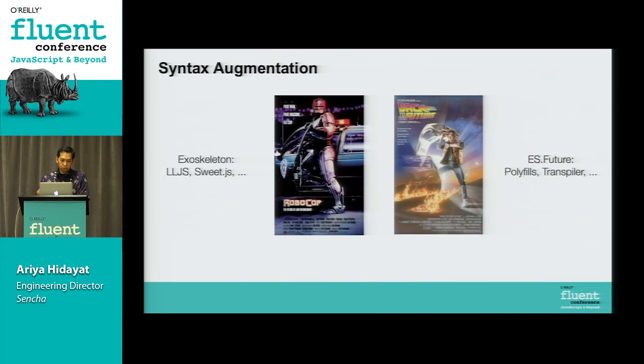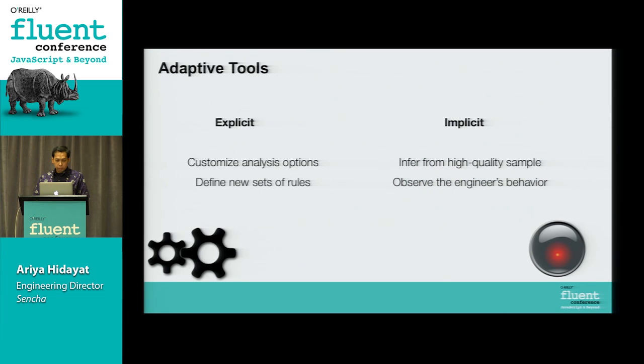We can also use new syntax so that we can write non-ambiguous code. I usually categorize this into two, exoskeleton, where you change JavaScript dramatically with low-level JavaScript, Sweet.js, ASM.js, et cetera, or use something from the future of ECMAScript 6, 7, Harmony, whatever. I also want to see the trend where the tools tend to learn about your code.